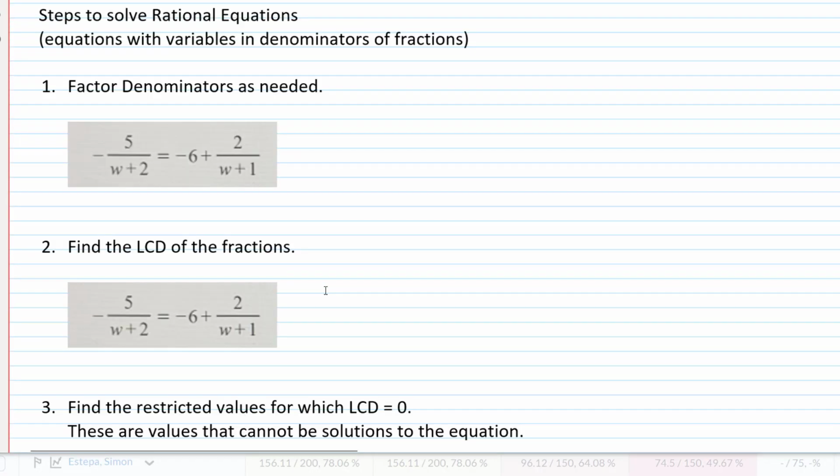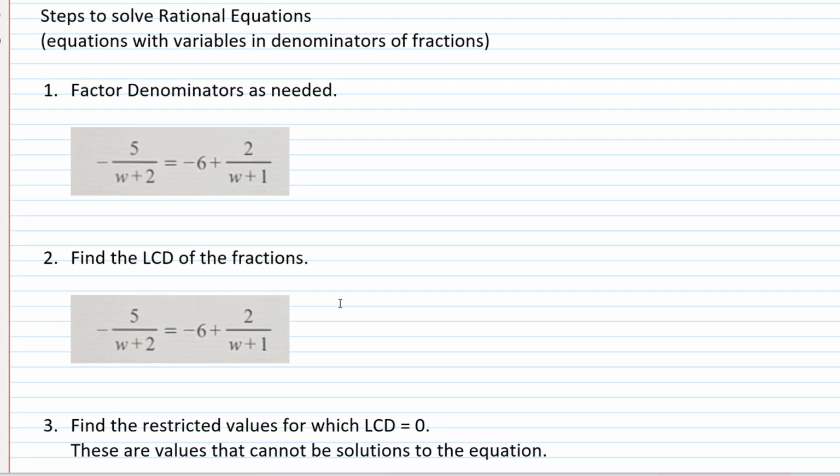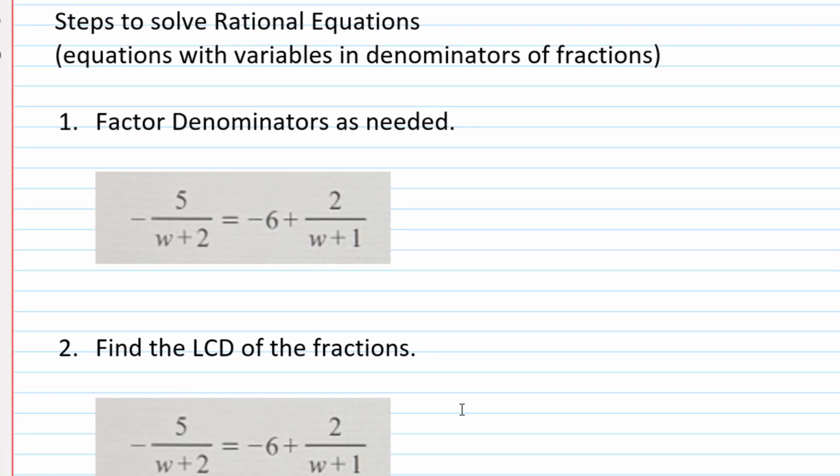The first step is to look at your denominators and see if they need to be factored. In this case, we have two linear expressions, w plus 2 and w plus 1. There's no w squared or w cubed. That's what I mean by linear. And there's no factor in common to the two terms in either case. So there's nothing to factor out.